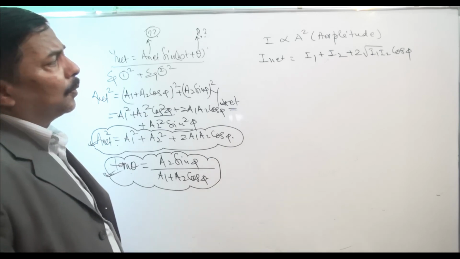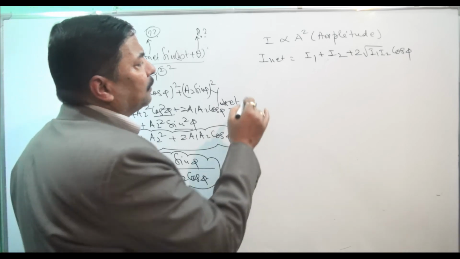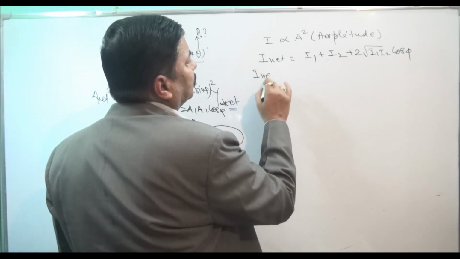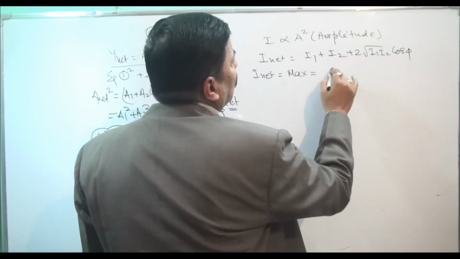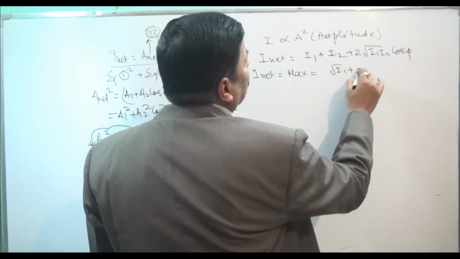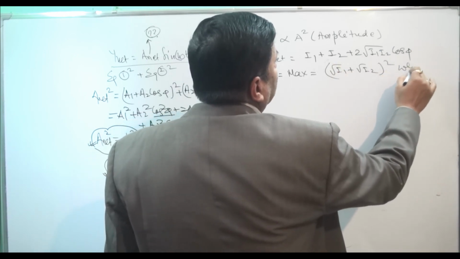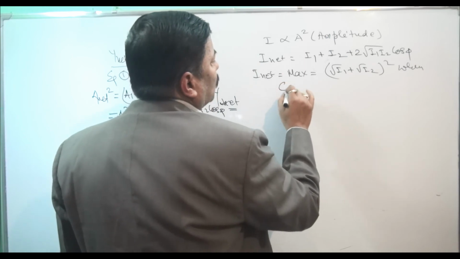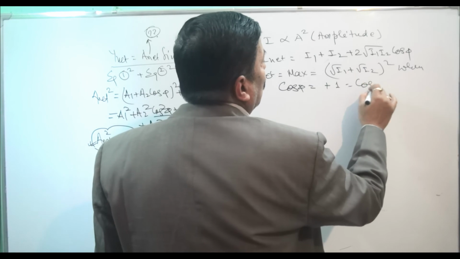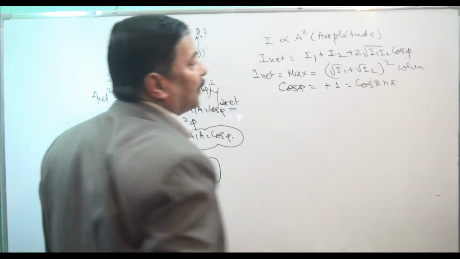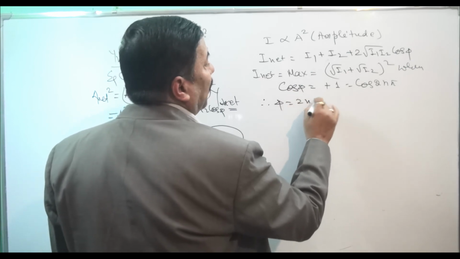So what can we say? We can say that intensity will be maximum, I net maximum. And what is the maximum value? Root I1 plus root I2 whole square, when cos phi is equal to plus 1. That is cos 2n pi, the general value. So we are getting phi equal to 2n pi.